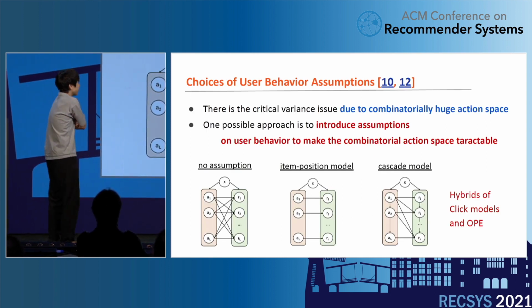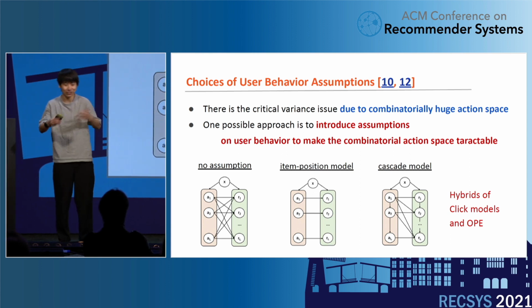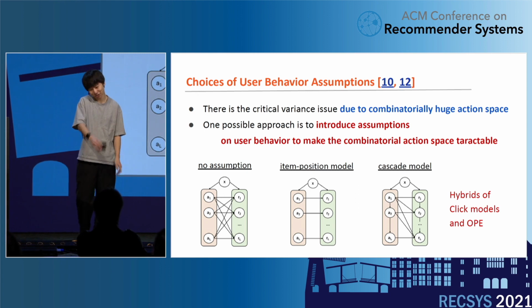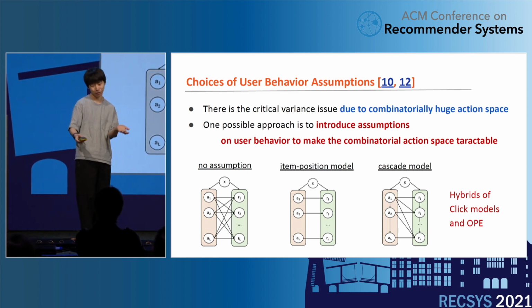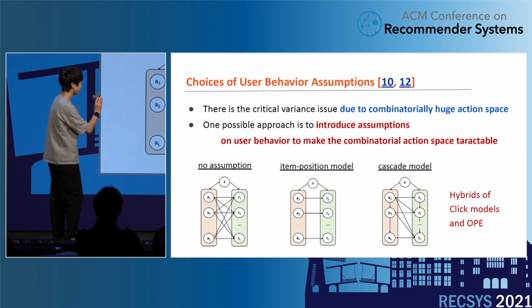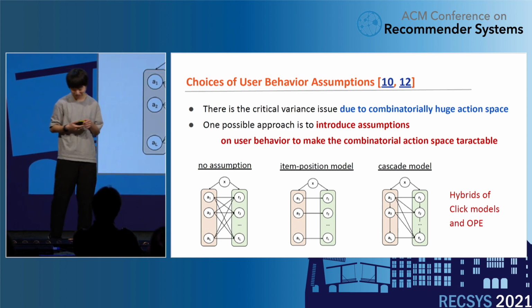Let me say combinatorially huge action space is a problem. And let me emphasize again that this is still an ongoing problem. Of course, we want to do good OffPolicy evaluation in the combinatorial action setting, but it's still very challenging to do accurate OffPolicy evaluation in the combinatorial action setting. So there's no ultimate solution here. But there's one possible, promising, interesting approach in the recent literature.